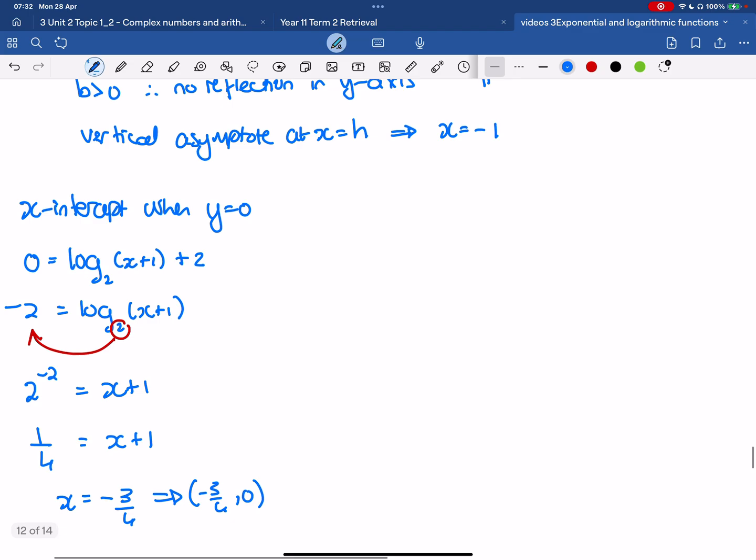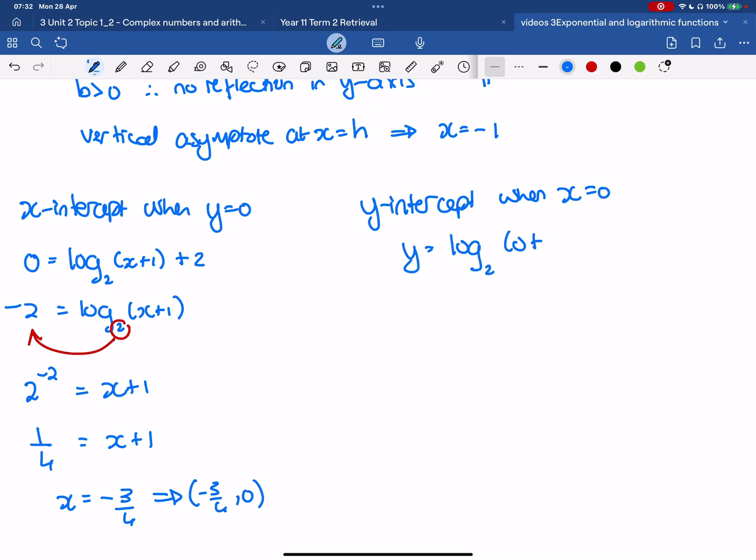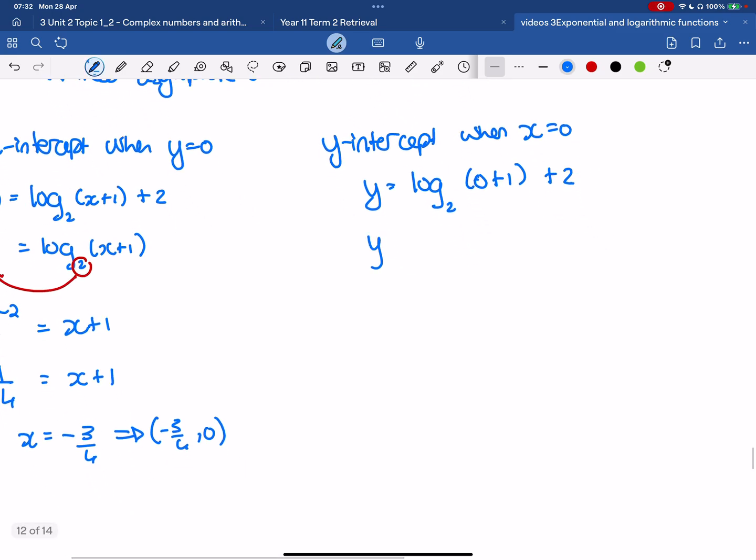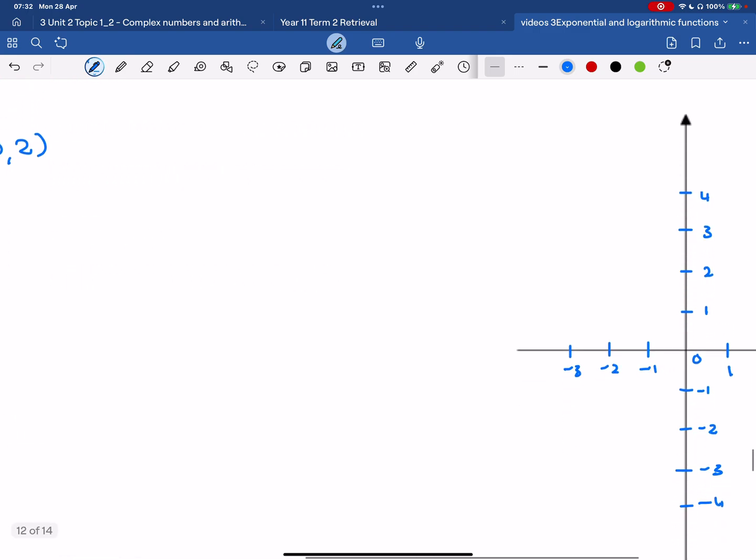All right, my y-intercept happens when x equals 0. So we have y is log base 2 of 0 plus 1 plus 2, and log base anything of 1 is just 0. So y is 2. All right, I've got all my points now. So we're going to go over to our graph.